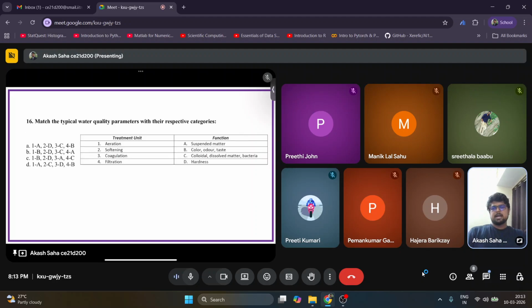Next, match the typical water quality parameter with the respective category: aeration, softening, coagulation, filtration. So it is not the water quality parameter; it is the treatment unit with its function. Tell me the right answer.